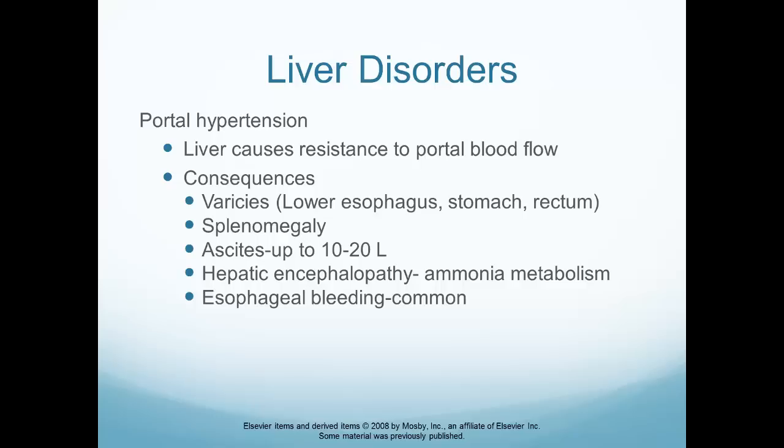The backup of blood in the portal system also causes a swelling of the spleen, splenomegaly, and it can cause ascites. Ascites is the fluid building up in the abdomen. We're going to take a look at that here in just a moment. Lastly, we can get hepatic encephalopathy. That's caused by a lack of ammonia metabolism. This isn't a direct result of portal hypertension, it's a direct result of the liver dysfunction, but oftentimes goes hand in hand with the portal hypertension.